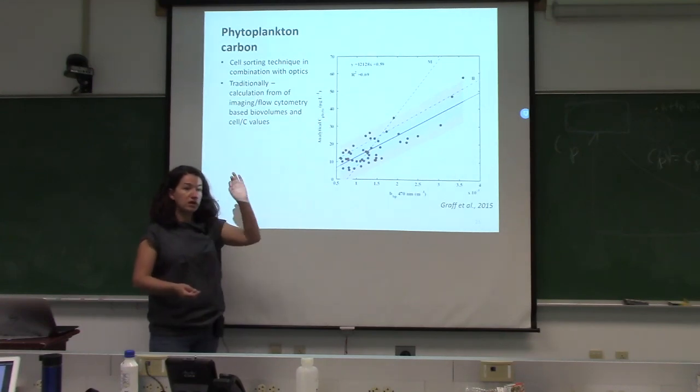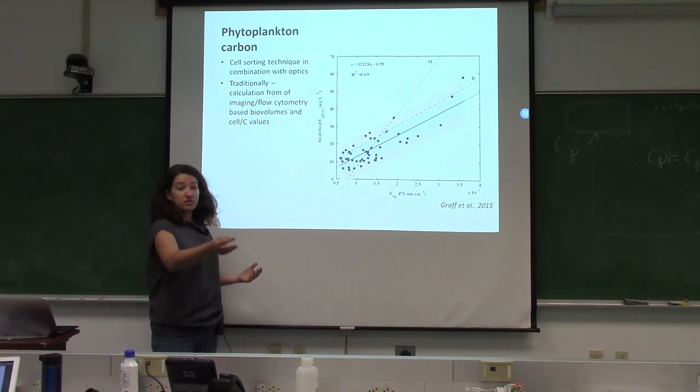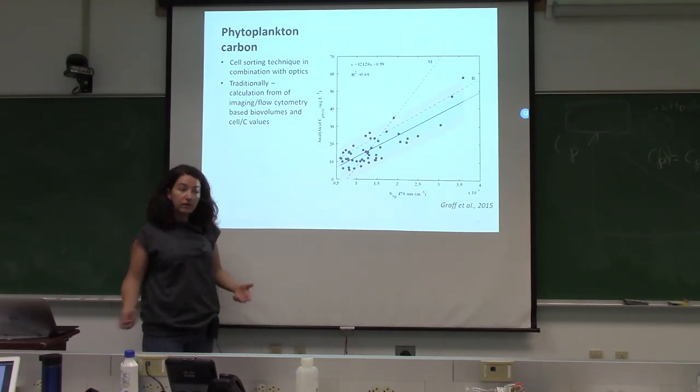Particulate organic carbon, we're capturing all the particles on a filter, so it's going to be detritus, bacteria, whatever came along, zooplankton, whale, whatever.